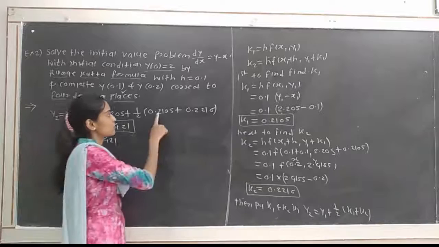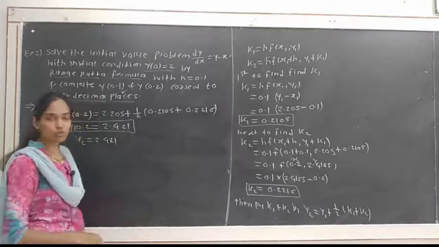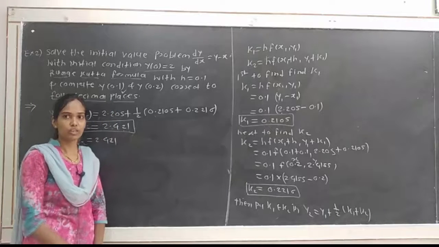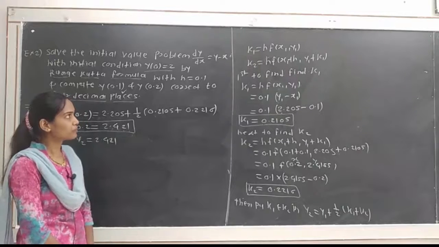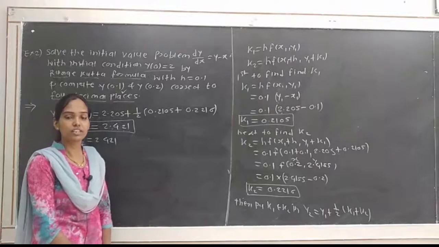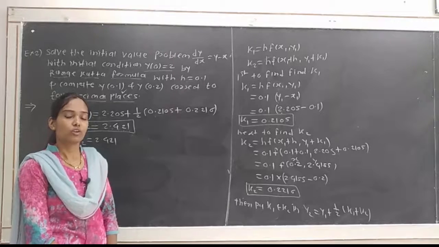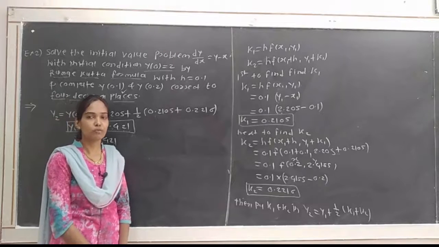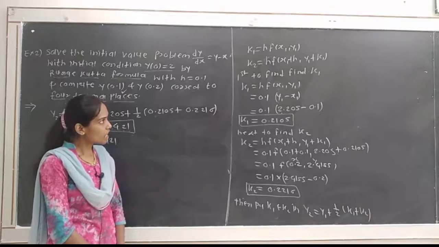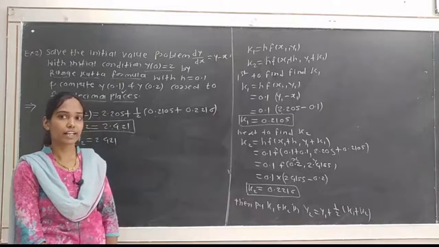So the value of y of 0.2 will be 2.421 and y of 0.1 will be 2.205. In this way we can easily find the solution of a numerical differential equation by using the RK2 method or the RK4 method.